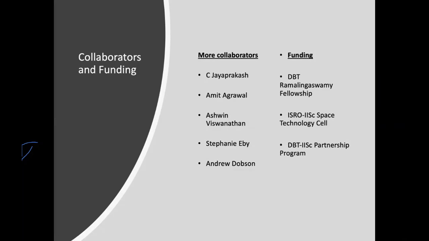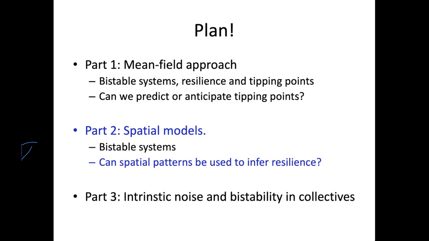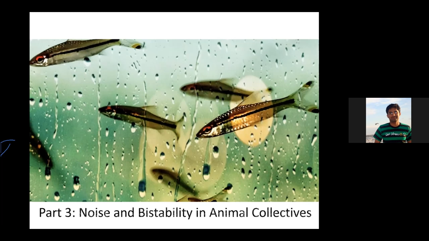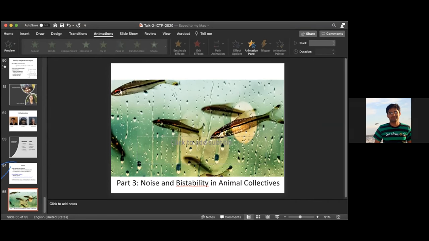Finally, before I take any questions, as I had mentioned, I'm going to talk about intrinsic noise and bistability in collectives. That's the prelude to tomorrow's talk, on how we can use similar ideas of noise and bistability, and how noise has some very counterintuitive effects when we study collectives, not of plants and trees, but of animals. I'm now happy to take questions. I think we have quite a bit of time, so I'm happy to go into details of anything that I have skipped over.